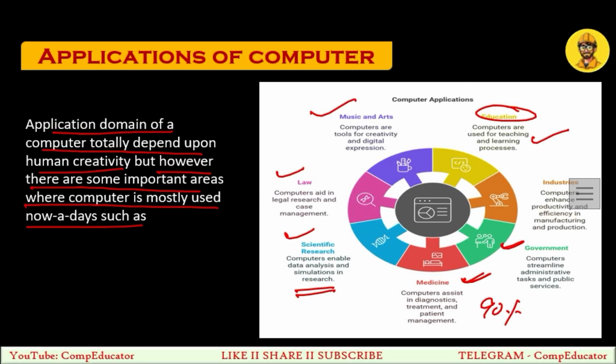In government, 95% of countries mainly use IT to work on their databases. In terms of industries, we can say that AI is an upcoming technology where computers can think like a human. So there we can also use the computer. So these are some basic applications of a computer.